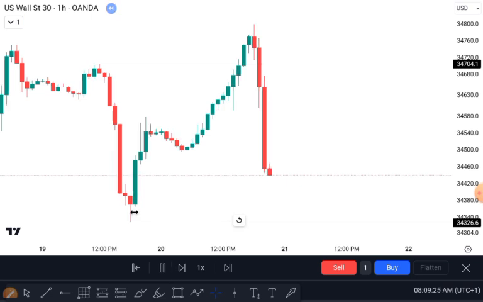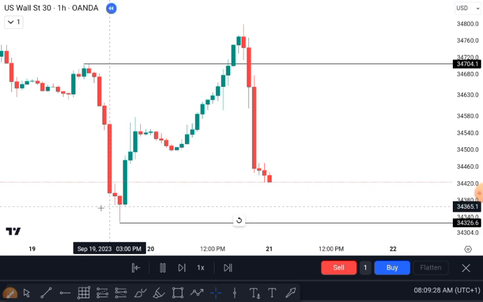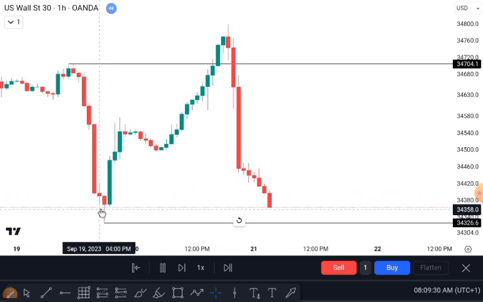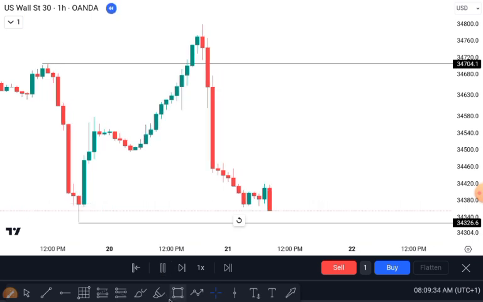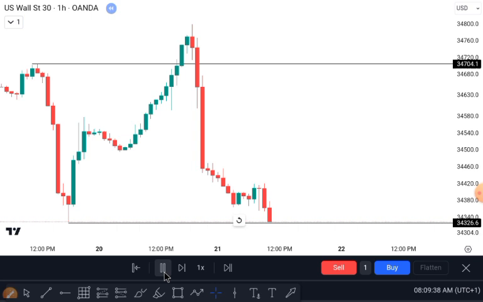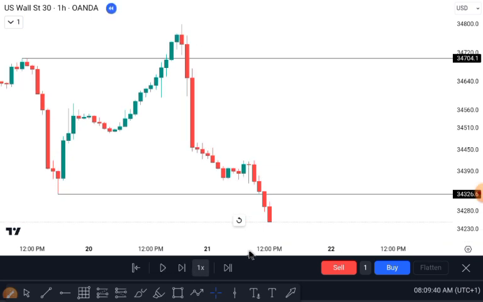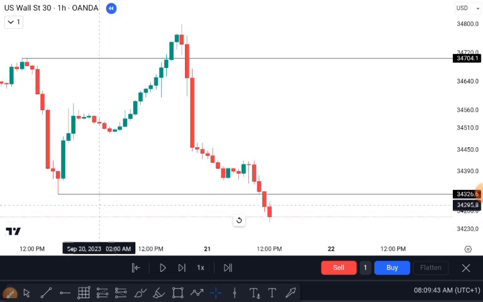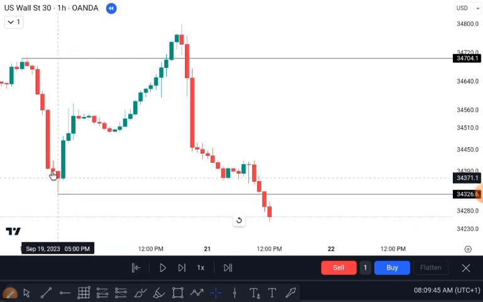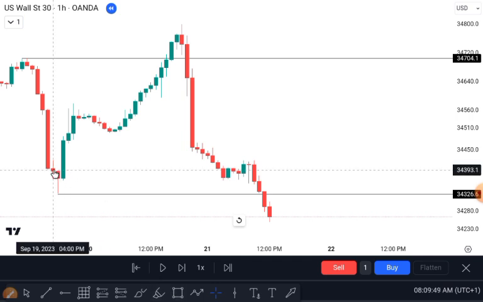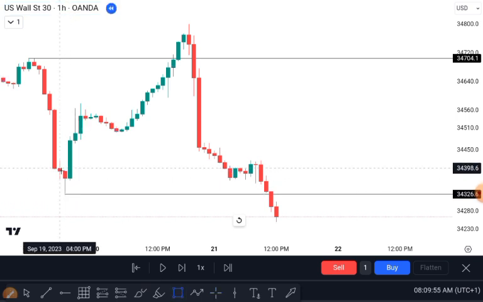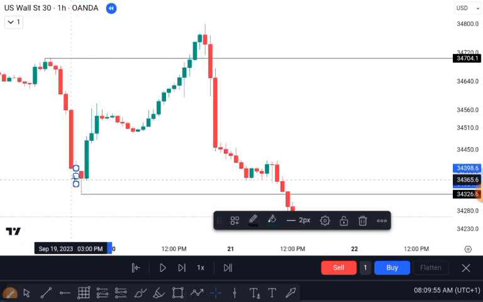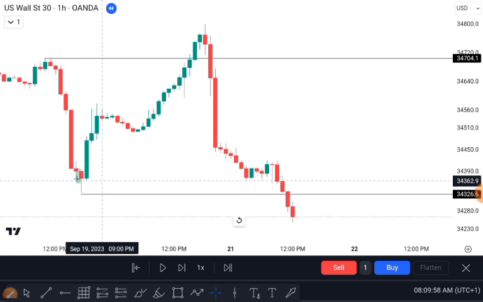Okay, and looking at this red candle here, we have it as our order block, but let's see. We want to see if price will respect it. Okay, so at this point we see that price isn't respecting it. This is supposed to be our order block, but price did not respect it. I'm talking about this very candle here.